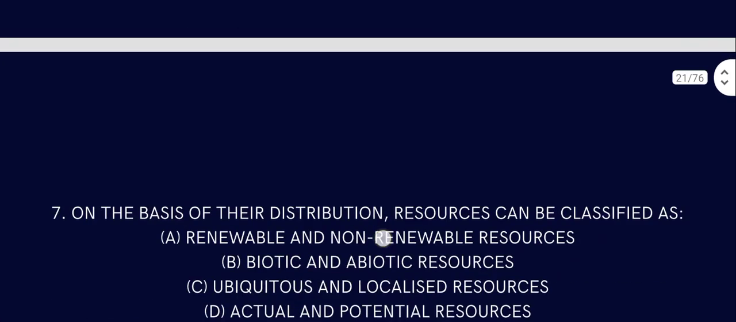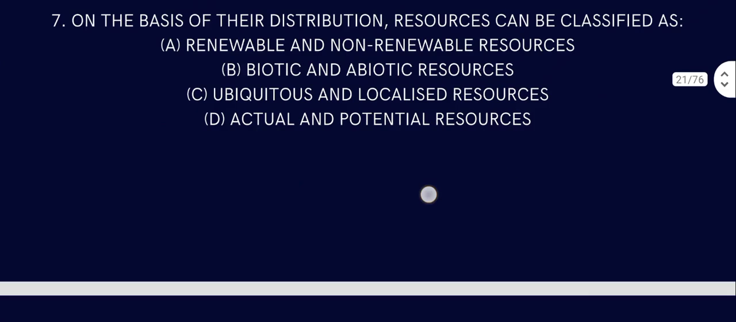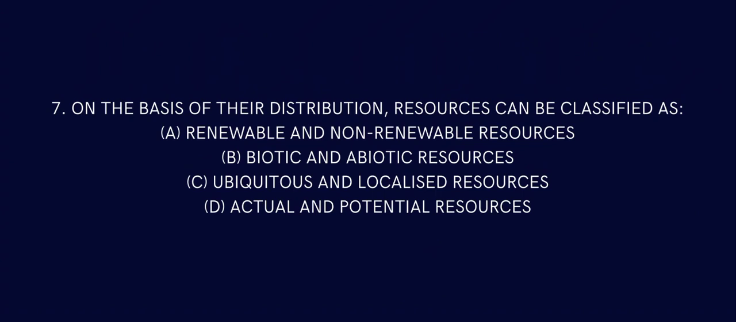Question number 7. On the basis of their distribution, resources can be classified as what? Renewable and non-renewable, biotic or abiotic, ubiquitous and localized, or actual and potential. So when it comes to distribution of resources, it has to be actual and potential, because we are talking... Oh, wait a second. Now, actual and potential resources is about how many or types of resources that are available.